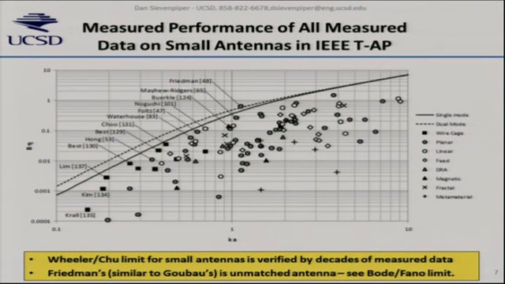Why is that? Well, these are using resonance structures, and one of the things that Wheeler describes in his original paper is if you confine the energy in the antenna to a subset of the real antenna volume, you're going to get reduced performance, and so this is verifying that.